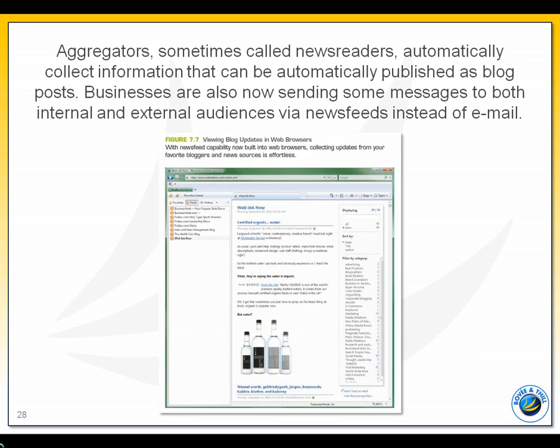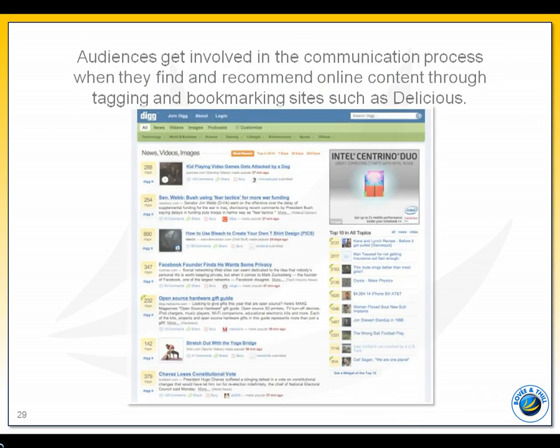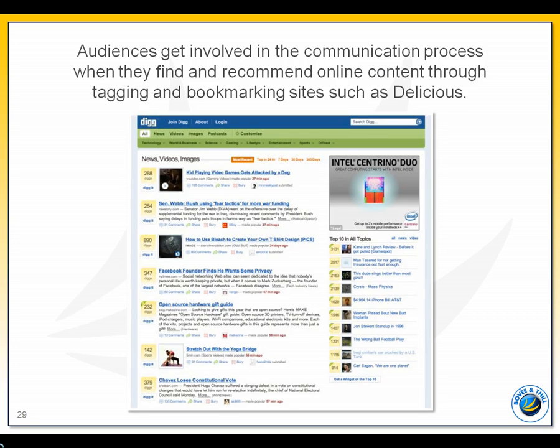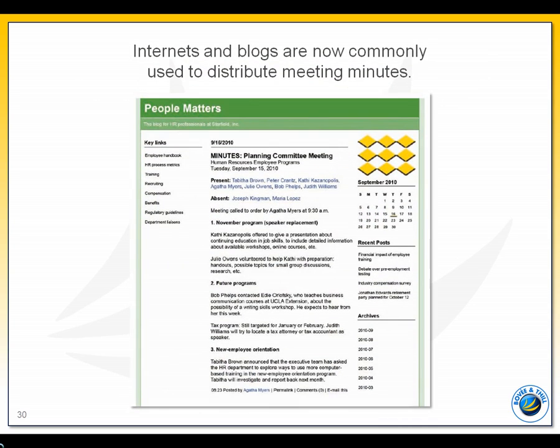Aggregators, sometimes called newsreaders, automatically collect information that can be automatically published as blog posts. Businesses are also now sending some messages to both internal and external audiences by way of RSS news feeds instead of email. Audiences get involved in the communication process when they find and recommend online content through tagging and bookmarking sites such as Digg and Delicious. Intranets and blogs are now commonly used to distribute meeting minutes.